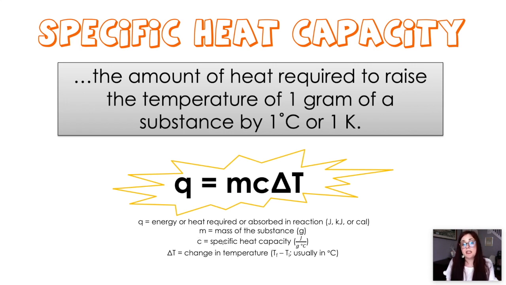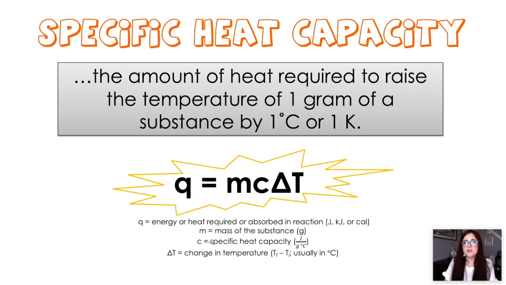C is your specific heat capacity, and this depends on the substance and what phase it's in. So you will either be given this value or you will have to calculate it knowing all of the other variables. We're going to get some practice here in a second with specific heat capacity. And delta T, like I said, if delta H is your change in enthalpy, delta T is your change in temperature.